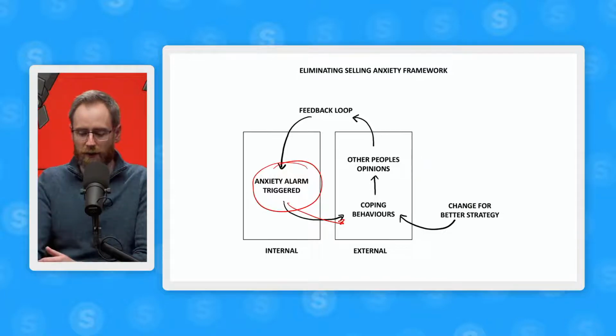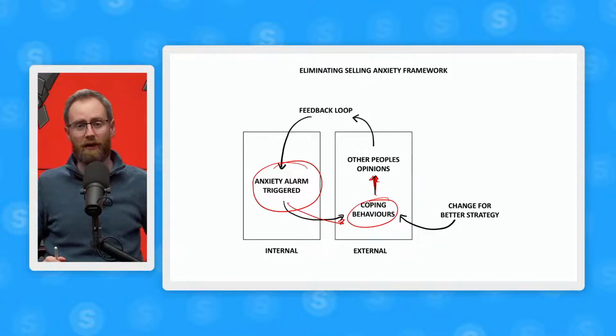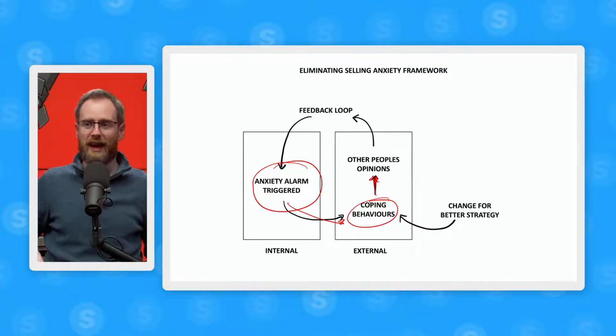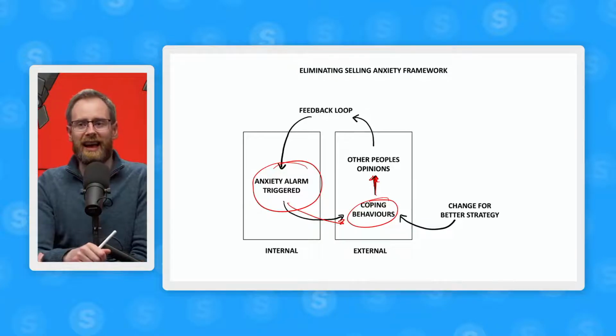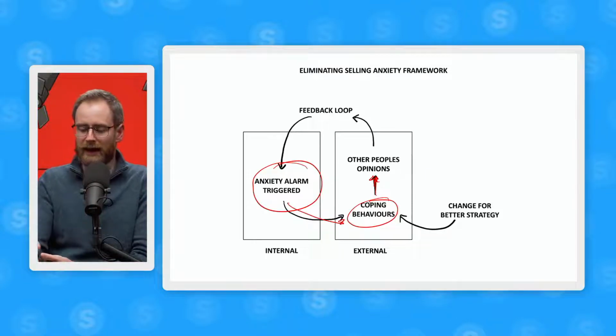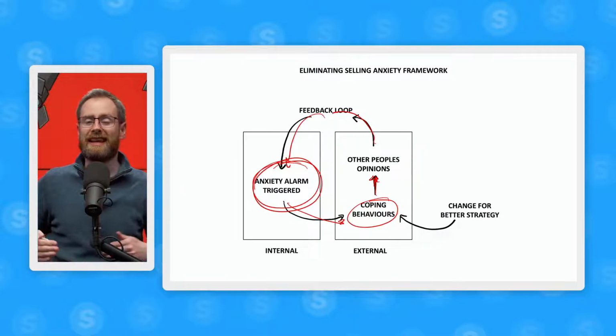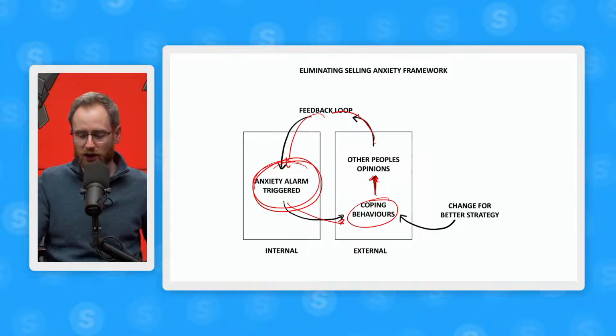So, I'll go back through the feedback loop here. You have a negative coping behavior, and people's opinions of you matter, whether you say actively, I don't give a shit what people think about me, or whether you realize that you care about other people's thoughts and opinions of you. We're all wired, whether we like it or not, to care what other people think of us. When someone jumps in the chat and says, Will, you're a complete idiot, whether I like it or not, that will affect my self-esteem, my ego, even if it's just a tiny little bit, right? And then this causes a feedback loop where your anxiety alarm gets triggered even more severely the next time around. So what we need to do is change your coping behavior.